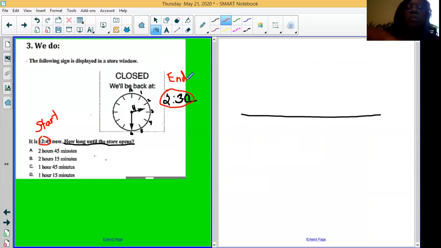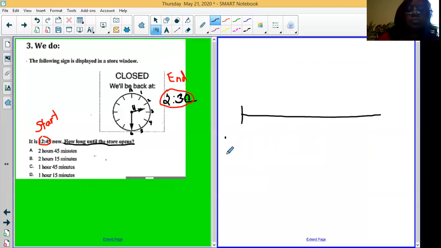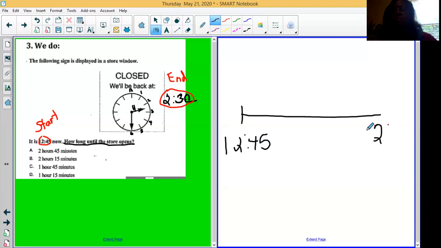All right, so at the beginning of your number line, let's write 12:45. I know we're going to end at 2:30, so let's put that at the end. Okay, so this problem is a lot like the last one that we just did. Our job is to figure out what the elapsed time, that's going to be the time in here. So we're looking for the elapsed time.